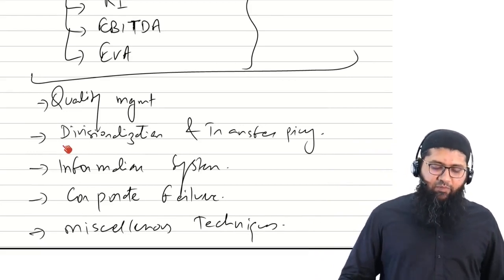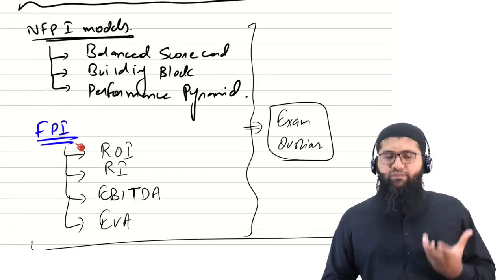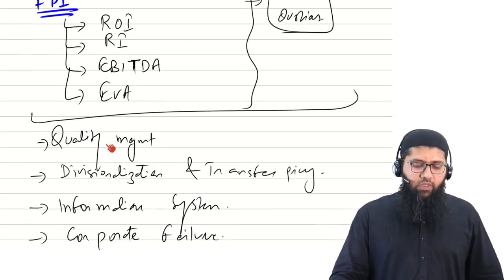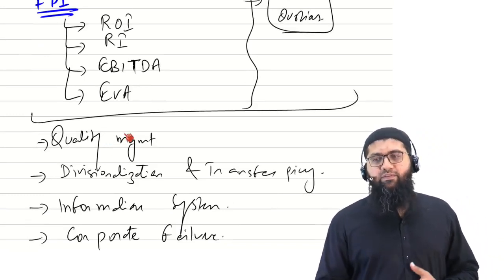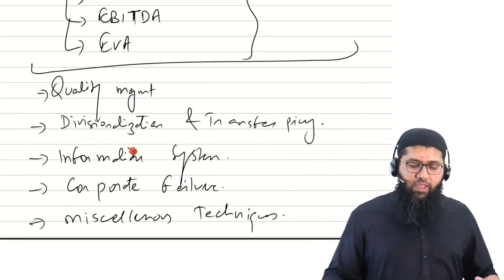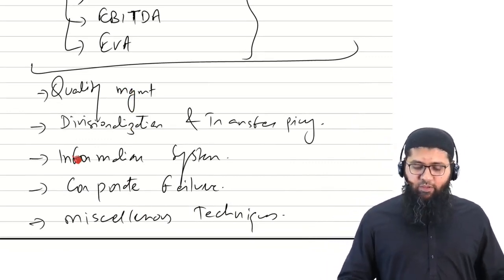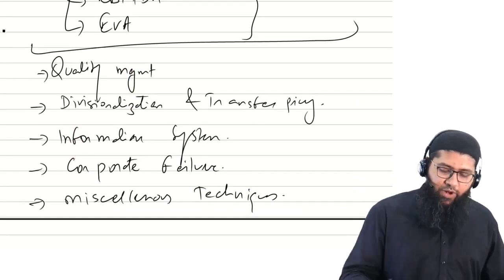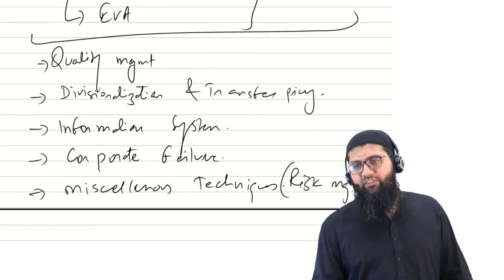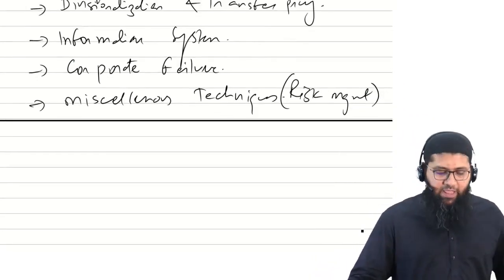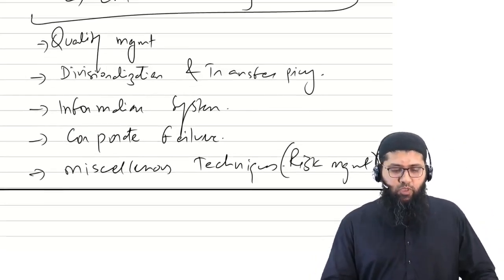You have the financial performance measurement, you have non-financial performance indicators, you have quality management, divisionalization, transfer pricing, information systems, corporate failure, and some miscellaneous techniques, including risk management and decision making under risk and uncertainty. So that is something that we are going to do.